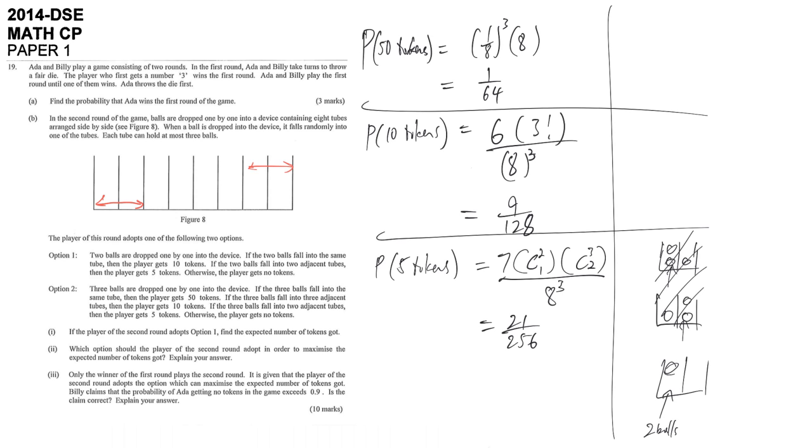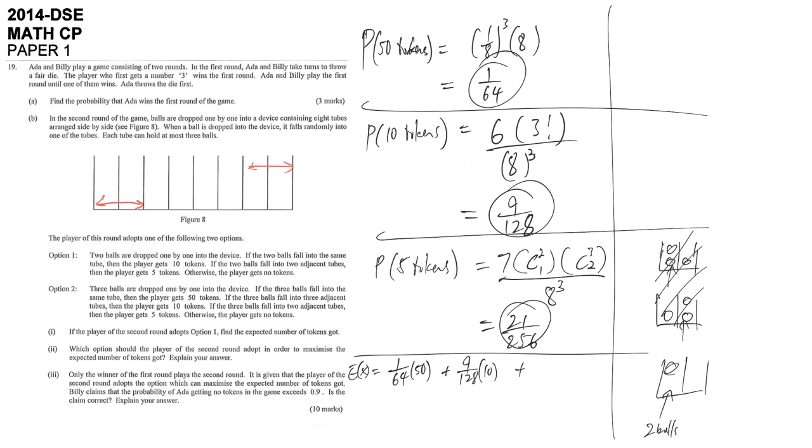Final step, to get our expected value. Our expected value is the 50 tokens probability times 50 tokens, plus the 10 tokens probability times 10 tokens, plus the 5 tokens probability times 5 tokens. And you get the answer 485/256.